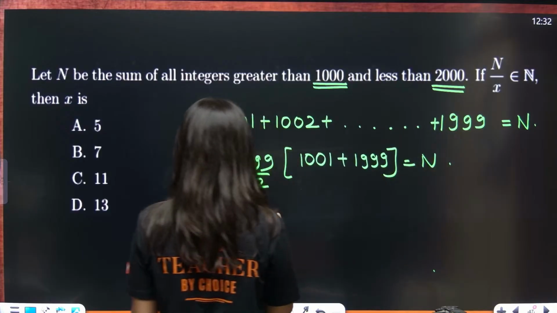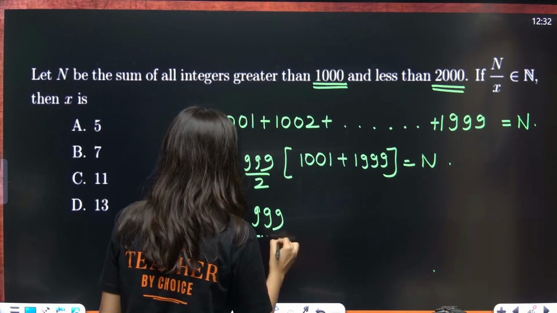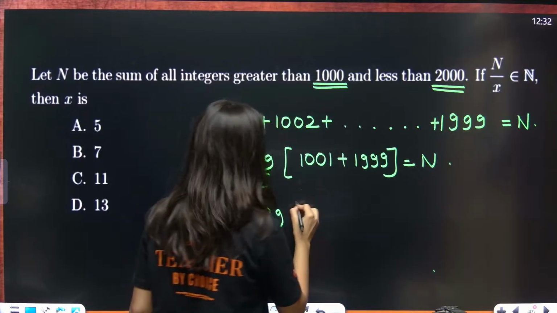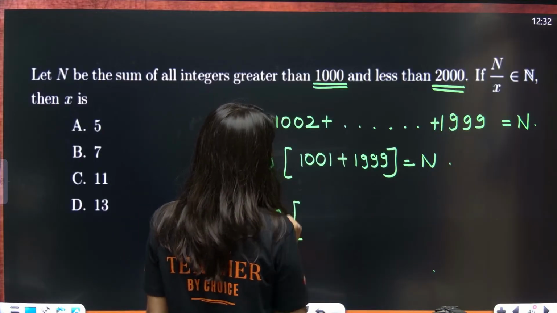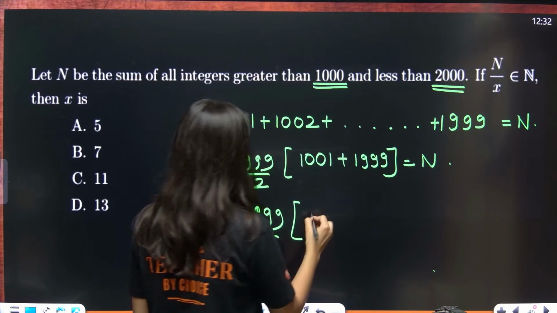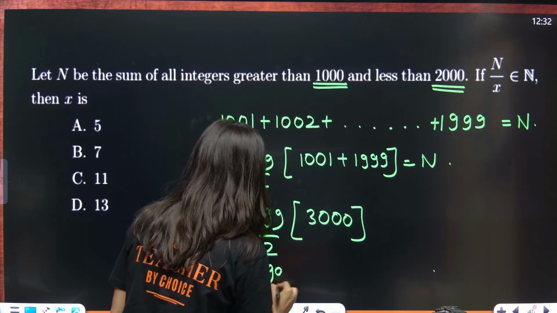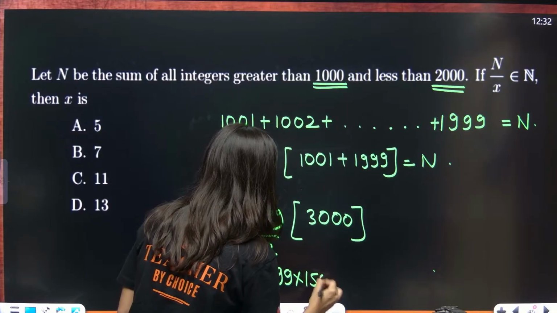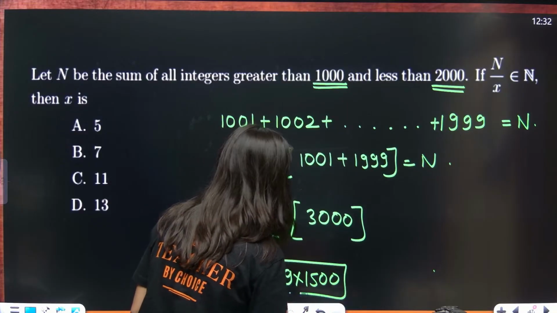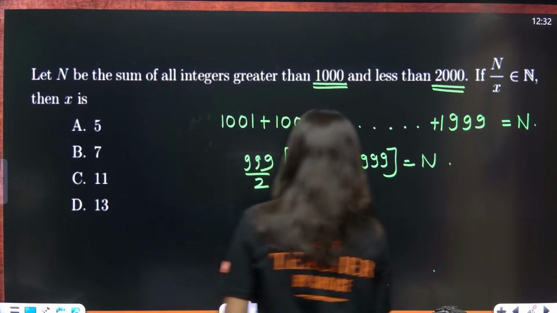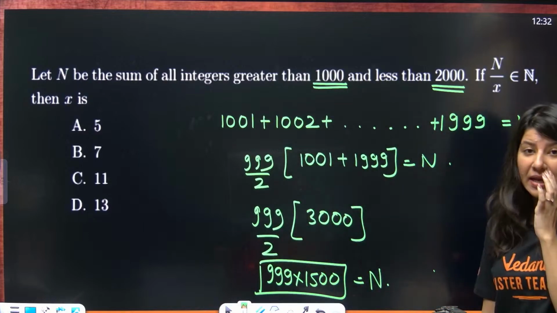So if you solve it, 999 by 2, n by 2, a plus l, remember? So this is 1000 plus 1000 and 2000, so this is 3000. So 999 into 1500 is actually your n. Okay, so now clearly your n.